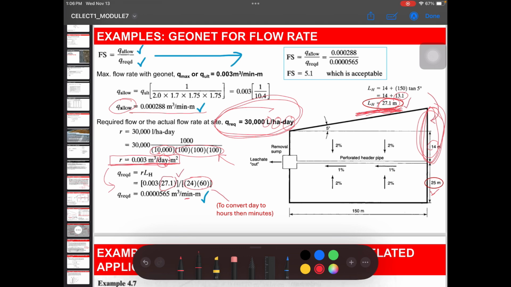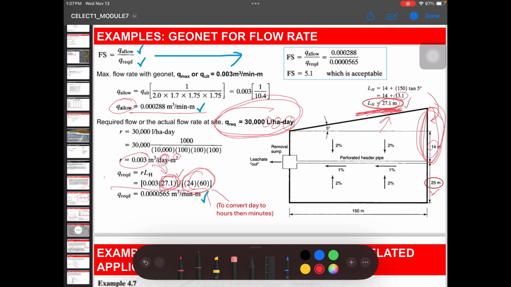Ito yung mga factors to convert itong day na to into minutes. Ito. And then, di ba naka-squared pa? Dapat meters lang to, di ba? Doon na paggagamitan ng 27.1. Itong kinuha natin dito, because that's the width na most critical sa ating landfill. So, this one multiplied by 27, and then the rest are just factors to convert yung day na to.